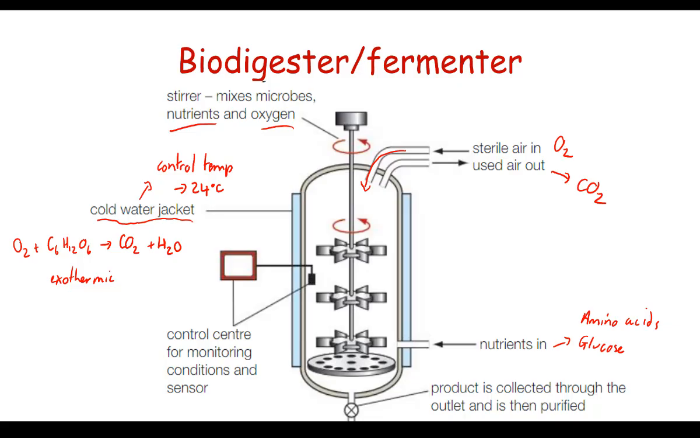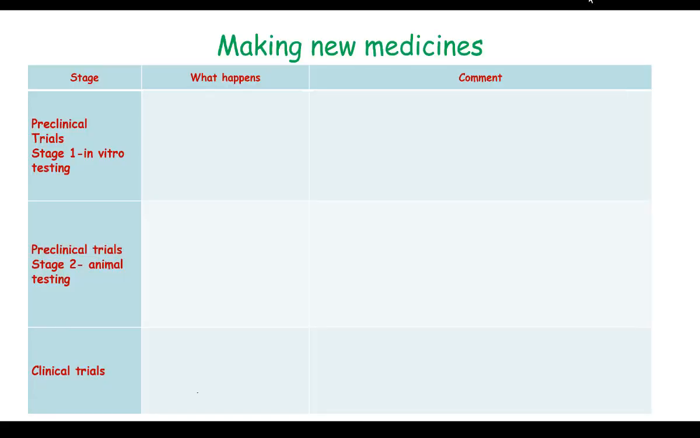Now, that's one example of producing medicines, but new medicines are being discovered and produced all the time. Now, we can't just find a new medicine, package it up and send it out and hope people are okay. There's some main stages which new medicines have to go through. And there's three main ones. There's preclinical trials, which is stage 1. There's stage 2, which is animal testing. And the third stage is clinical trials. So here's what happens in each.